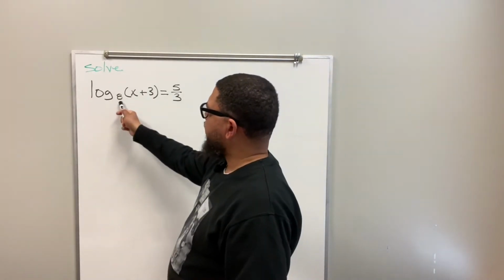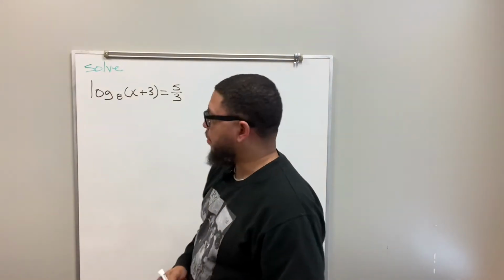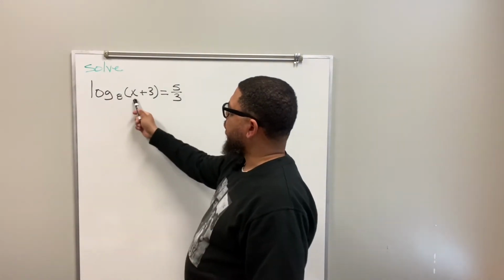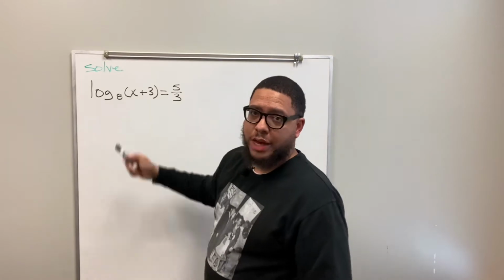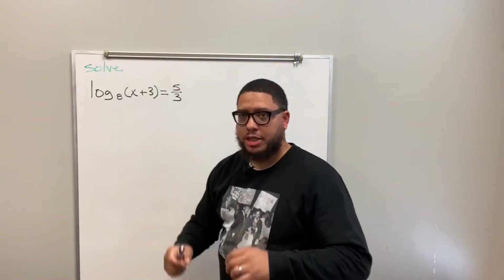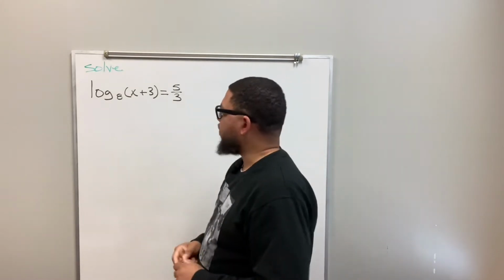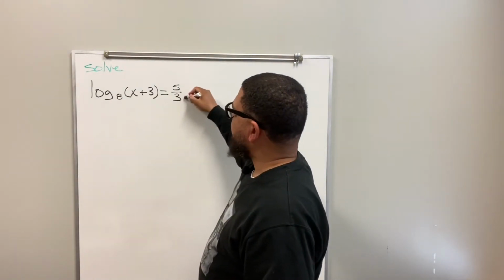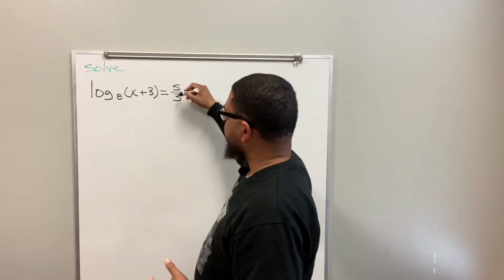This 8 right here is called your base. That's your base. This expression right here in the parentheses, this binomial, x plus 3, that's referred to as an argument. All right, that's called the argument. So memorize that. This right here will be the exponent or the power, right?